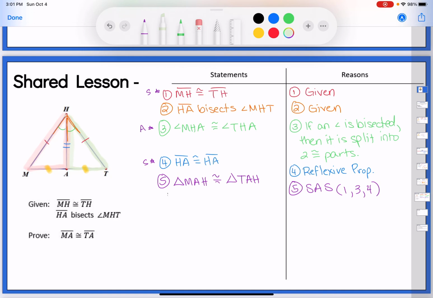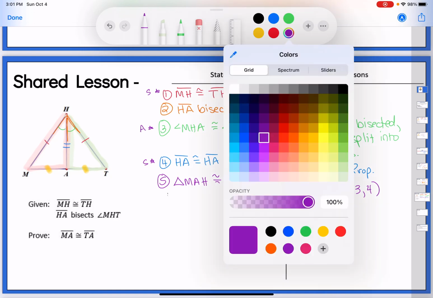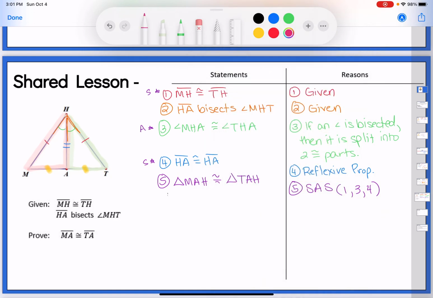Oh yeah, now I can use my idea of CPCTC to say, well, now that I know those two triangles are congruent, then all their corresponding parts must be congruent. And since I was very careful about the order that I wrote my letters in, I noticed segment MA has to be congruent to segment TA, right? Because those are the corresponding parts in that set of congruent triangles. So step 6 will be MA is congruent to segment TA.